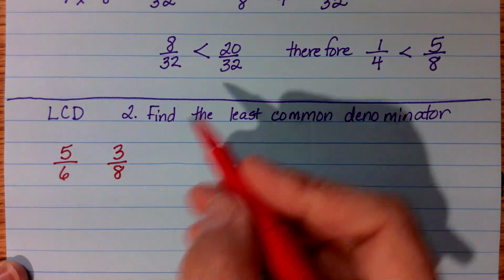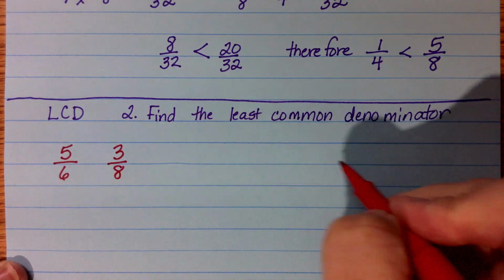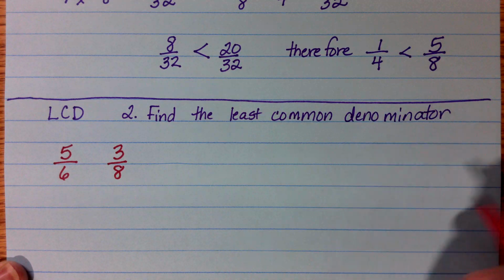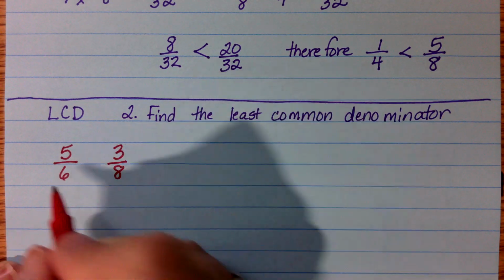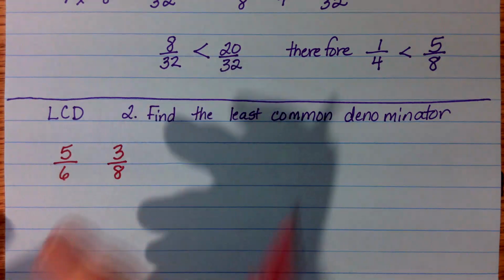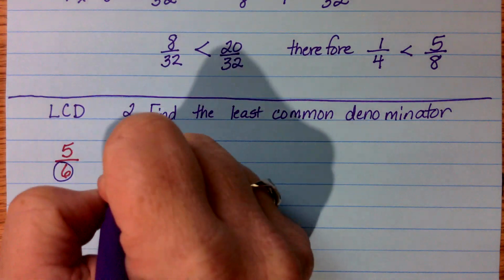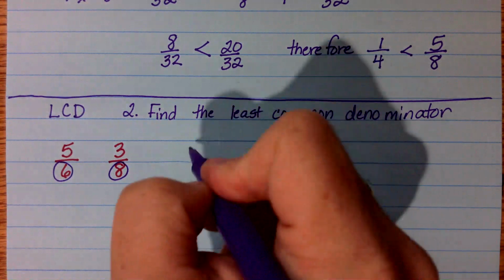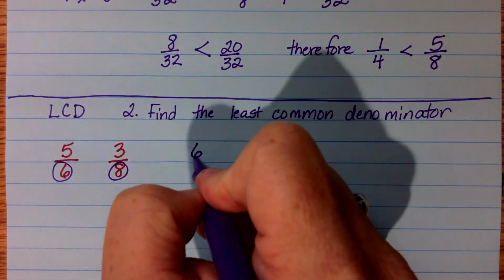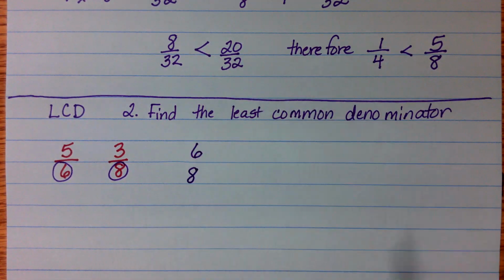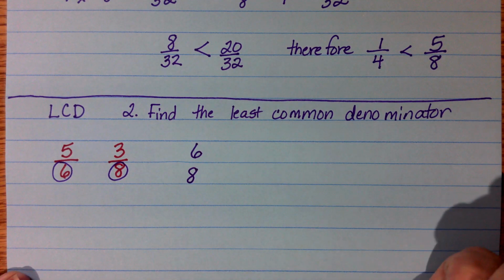So we could list them out like this: 5 times 1, 5 times 2, 5 times 3. An easier way to do that is to take 6 times 1, 6 times 2. We're going to take our denominators, which are 6 and 8, and write them on a line one over the other. Now we're not making a new fraction with this. We're just going to list out the multiples.